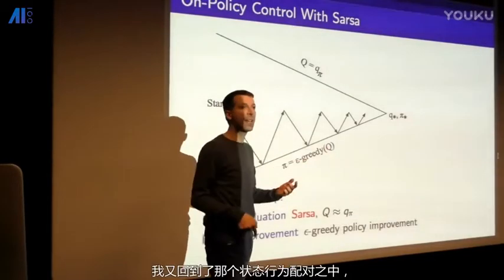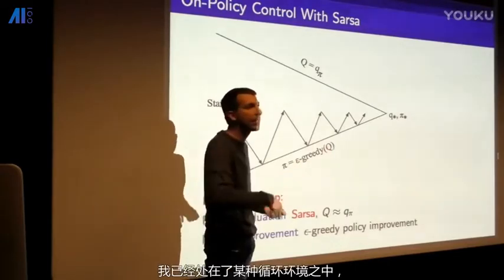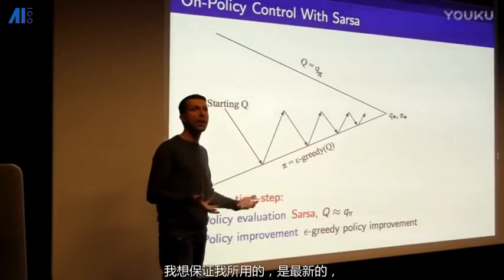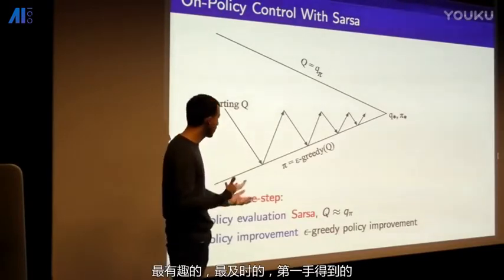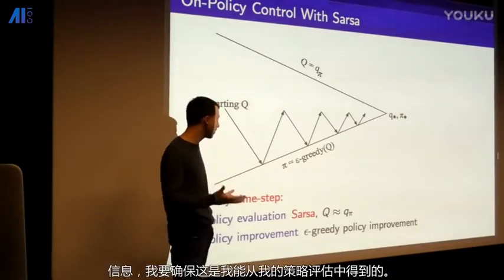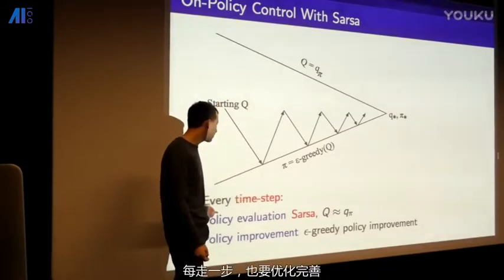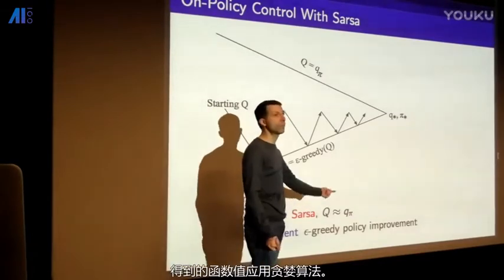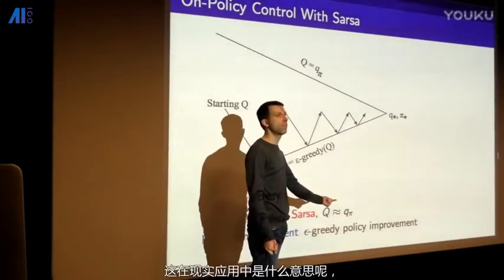If I end up back in that state action pair again, which I might in some loopy environment, I want to make sure that I use the latest, most interesting, most up-to-date, best information that I've got from my policy evaluation. So every single time step, we're going to improve our policy as well by acting epsilon greedily with respect to the latest value function.